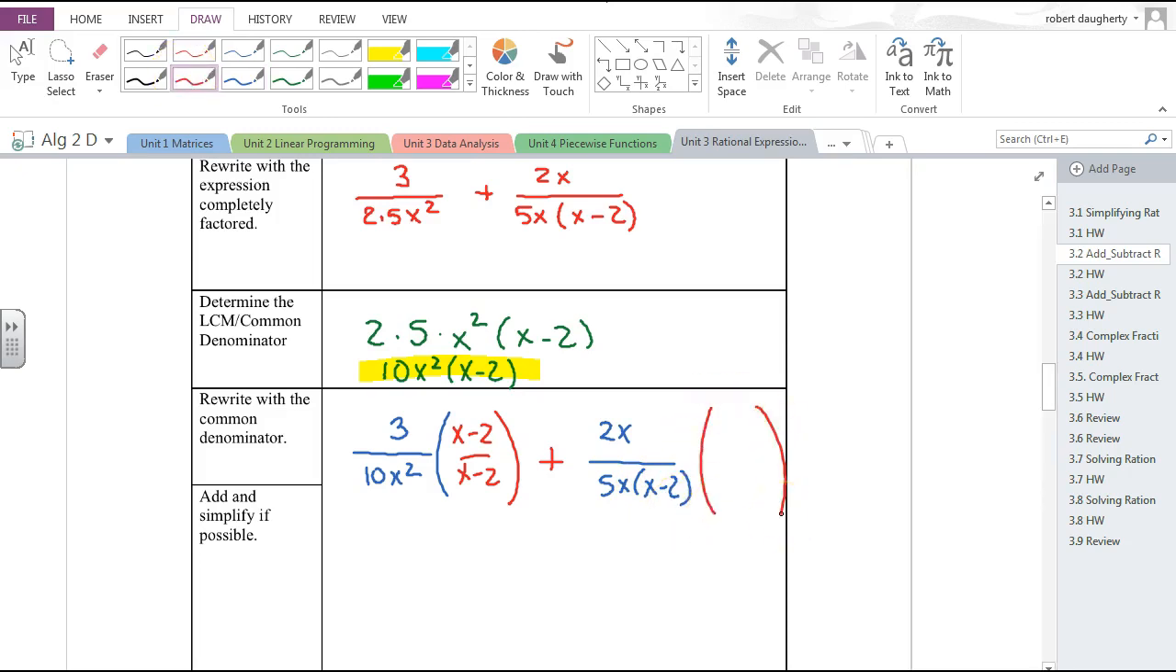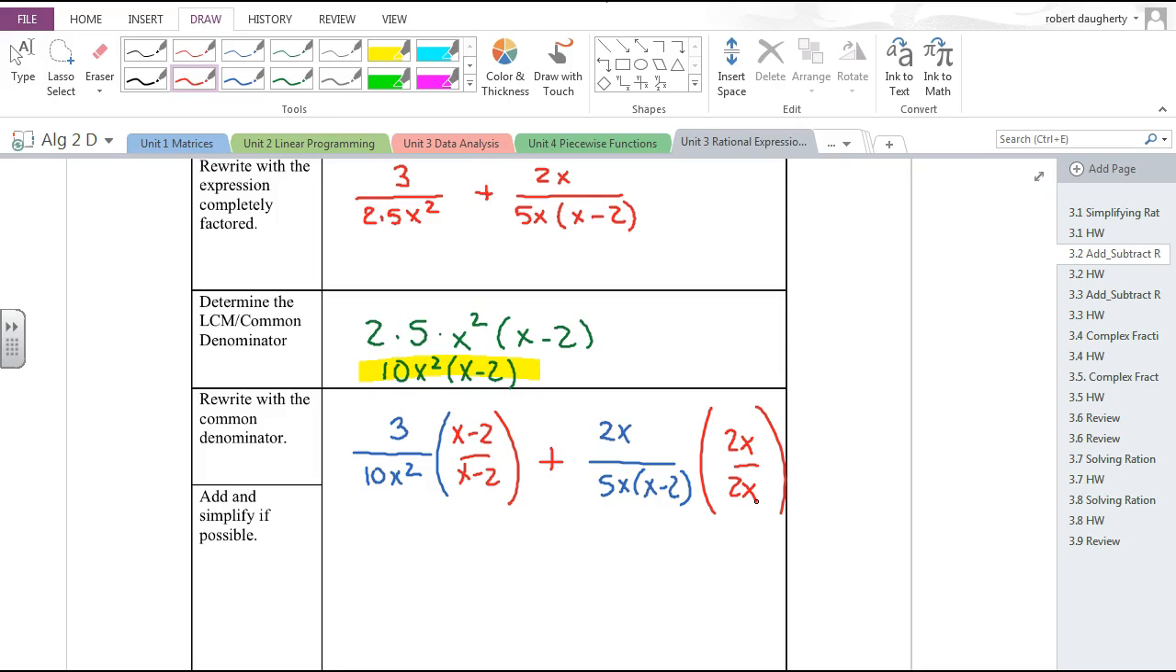And then what do I have to multiply 5x times x minus 2 by to get 10x squared times x minus 2? I had not intended this to be a trick question, but what do you multiply 5x by to get 10x squared? 2x, okay? So I'm going to multiply this by 2x over 2x. Now check yourself. When I multiply this, I'm going to get 10x squared times x minus 2. When I multiply this, I get 10x squared times x minus 2. So I get the common denominator, okay?